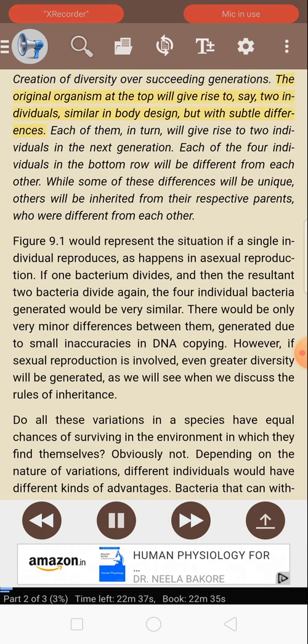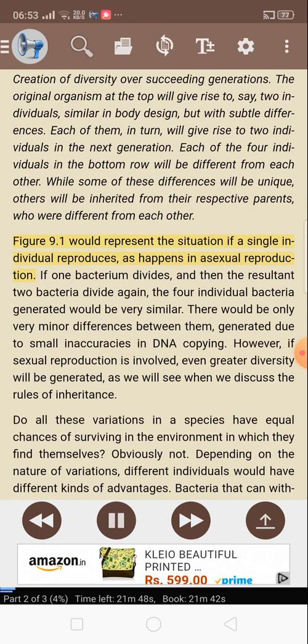The original organism at the top will give rise to, say, two individuals, similar in body design, but with subtle differences. Each of them, in turn, will give rise to two individuals in the next generation. Each of the four individuals in the bottom row will be different from each other. While some of these differences will be unique, others will be inherited from their respective parents, who are different from each other. Figure 9.1 would represent the situation if a single individual reproduces, as happens in asexual reproduction.